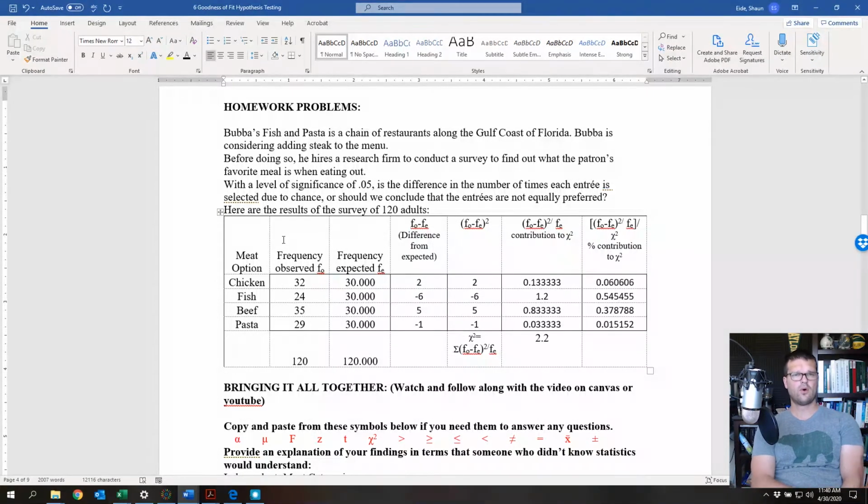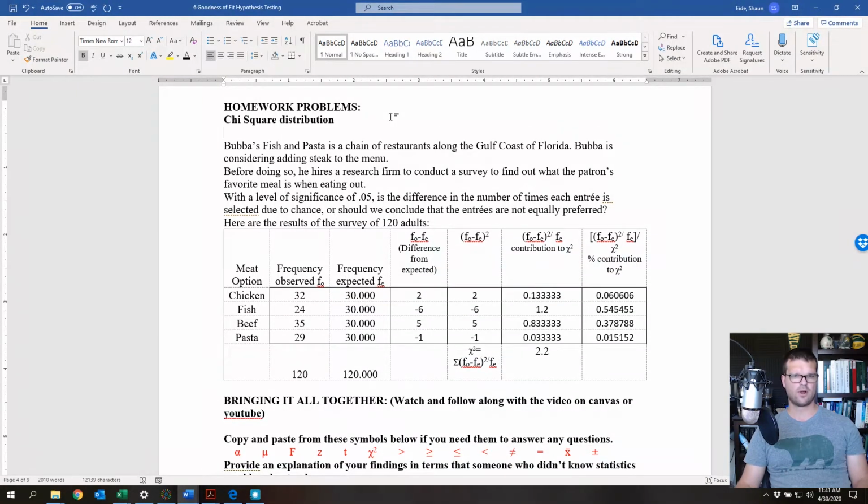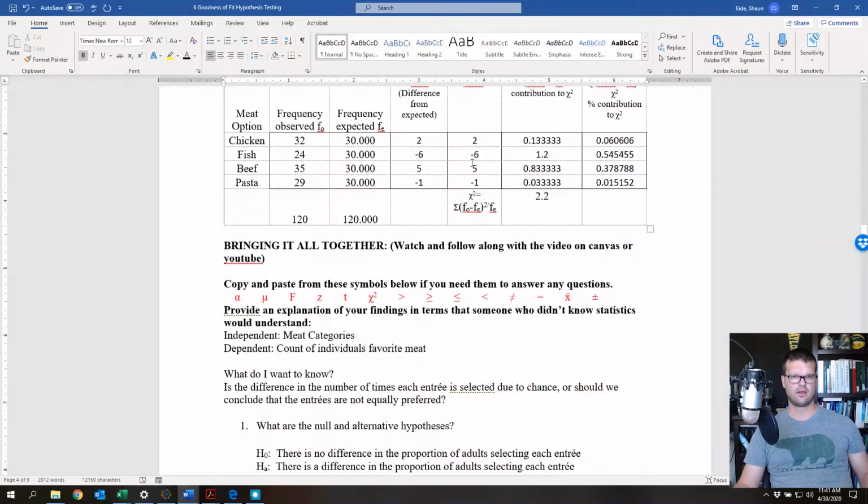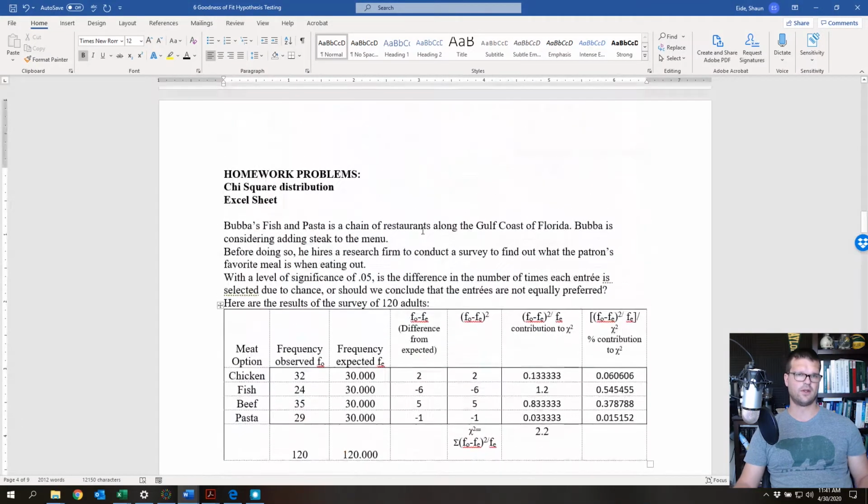Okay, we're going to go over the homework problem. Before we get started, I want you to pull a few things out. The first thing is the chi-square distribution. The next thing is a blank Excel sheet. And then also the decision-making chart. Go ahead and pause this for a second and pull that out.